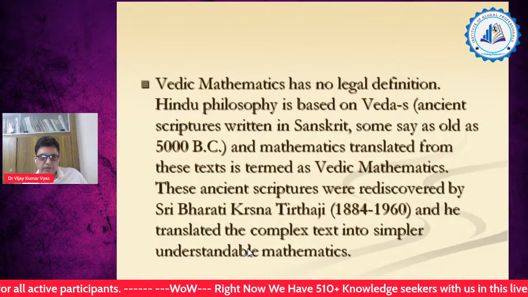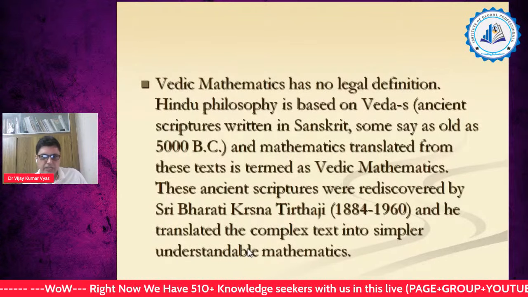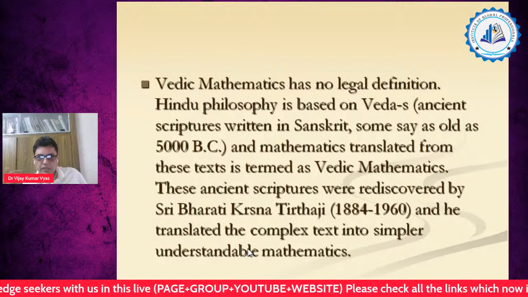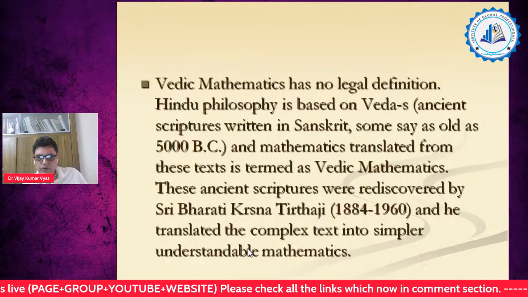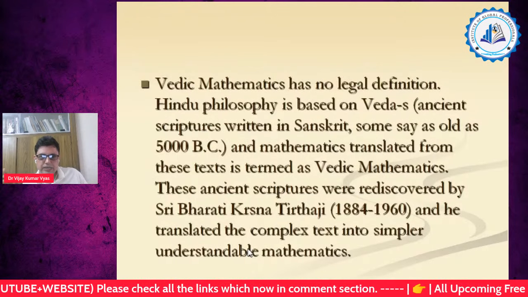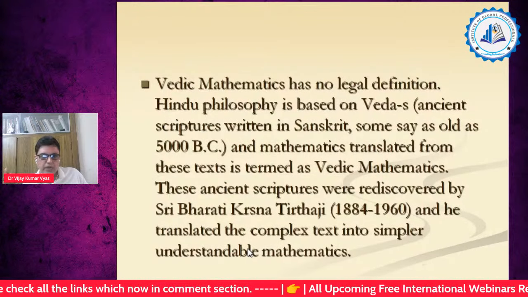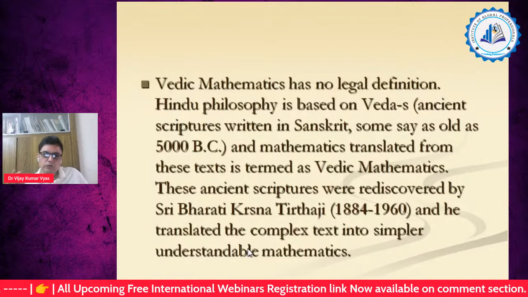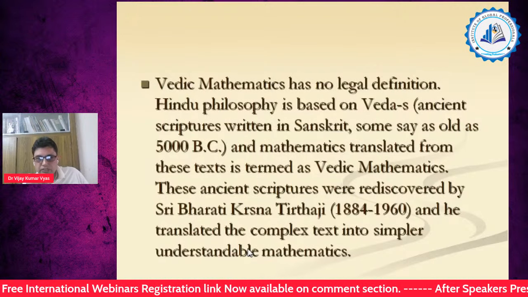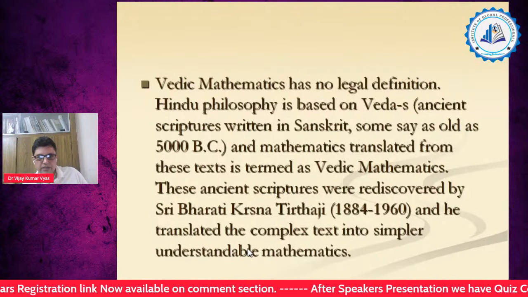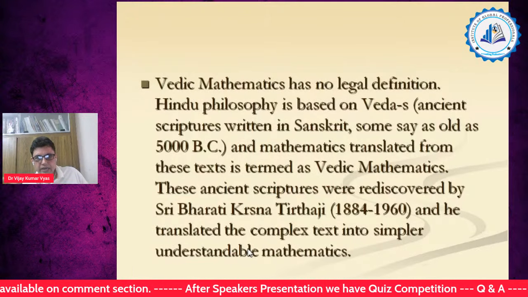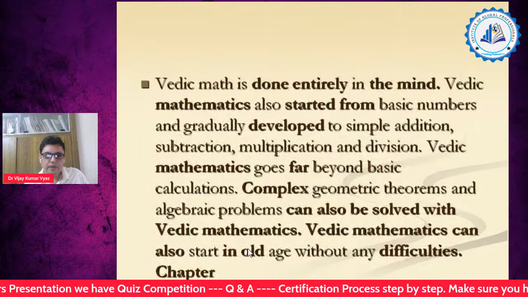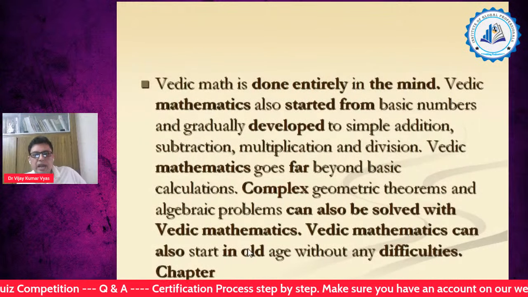In our country, generally for a renowned person, we put Sri before their name and Ji after it. That is the original name, Bharati Krishna, 1884 to 1960. And he translated the complex text into simpler, understandable mathematics. So it's very clear it was composed in a very old age, but it was rediscovered in 1911, as I discussed in an earlier slide.